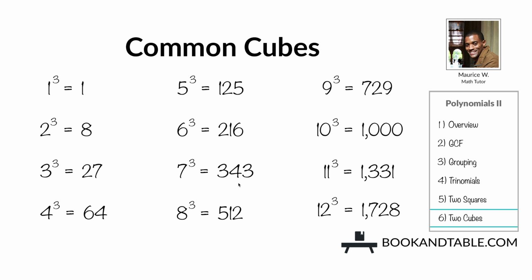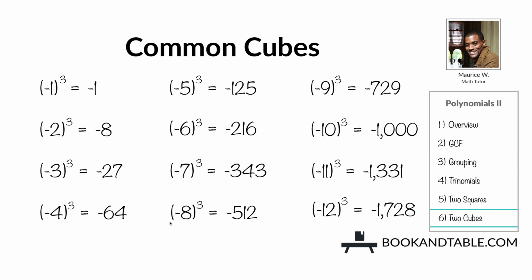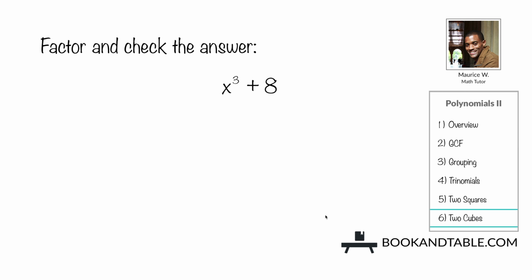7 cubed is 343. 8 cubed is equal to 512. 9 cubed is equal to 729. 10 cubed is equal to 1000. 11 cubed is equal to 1331. And 12 cubed is equal to 1728. Now these are all the positive cubes. If you have negative, the final cube will be negative as well, since you're multiplying the factor 3 times. A negative times a negative is positive, but when you multiply it times a third negative, the final product is negative. So let's now take a look at an example.